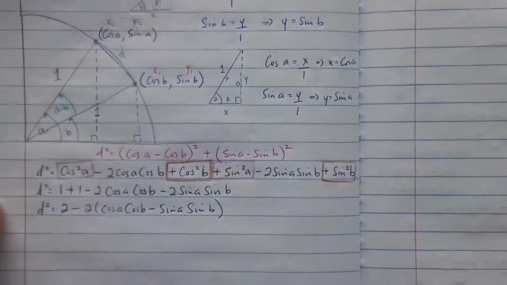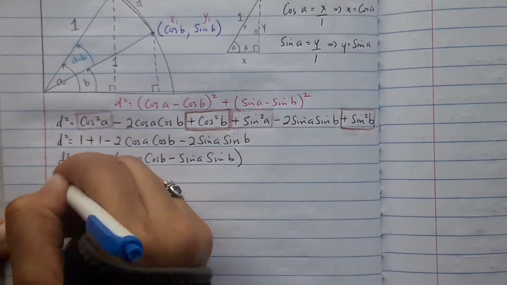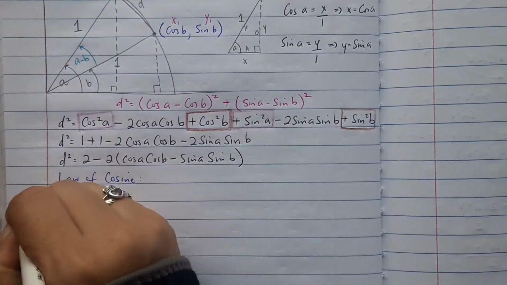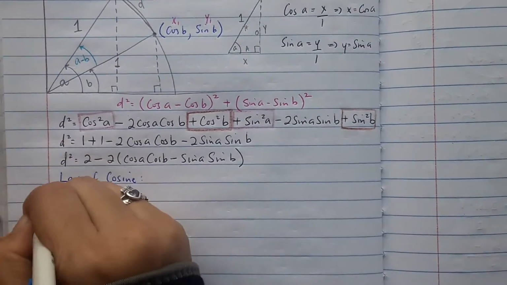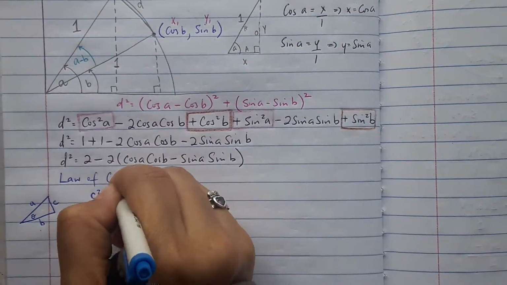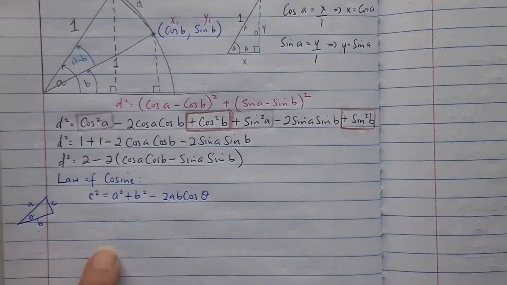So, what does the law of cosines say? The law of cosines says, and by the way, you need to memorize this, c squared is equal to a squared plus b squared minus 2ab cosine theta, where a and b are the line segments that make the vertex theta. So now put that into what we're talking about.